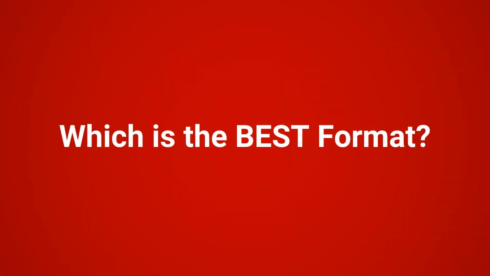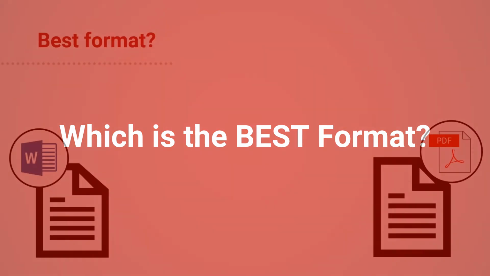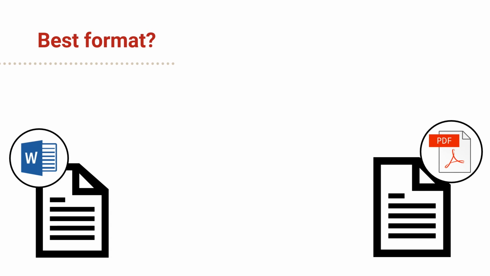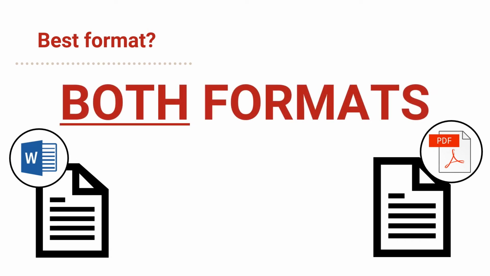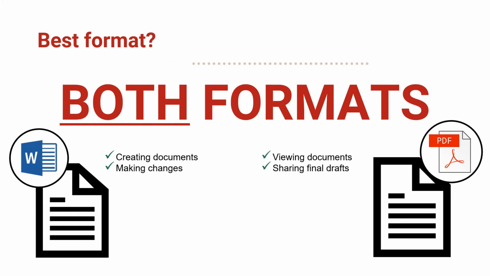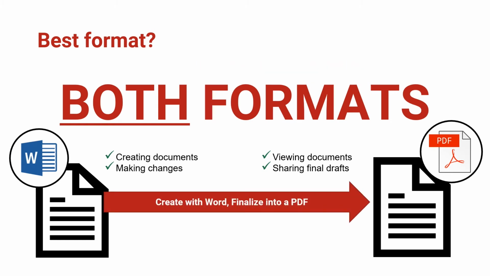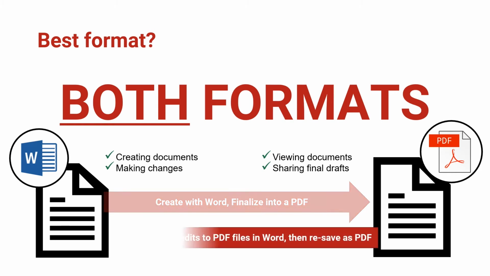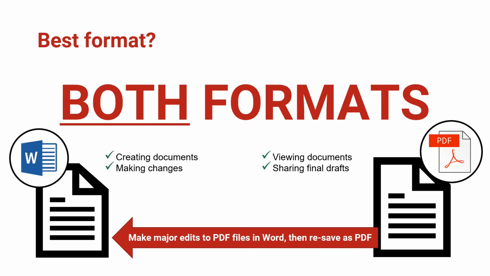Given all the comparisons we just mentioned, what is the best format to use? Your best productivity strategy is to use both formats. The Word format is the best choice for creating documents and making changes to works in progress. The PDF file is the preferred option for viewing and sharing final drafts of those documents. Create your documents with Word, then finalize into a PDF. If you have to make a major edit to a PDF file, the best idea is to convert it to Word. Make your changes and then resave it as a PDF file when you're done with your changes.